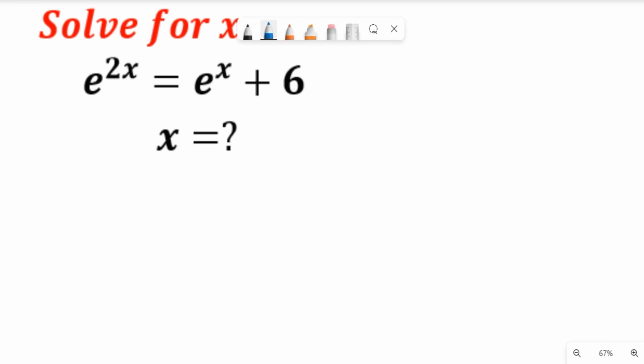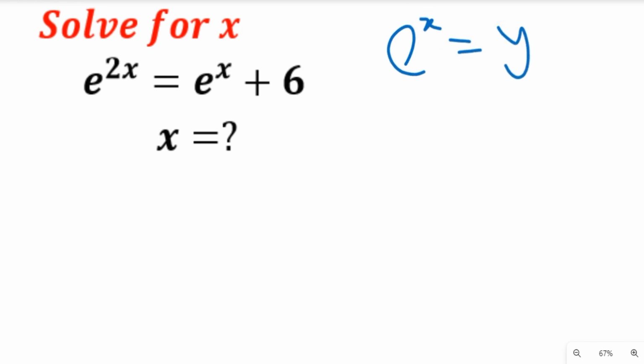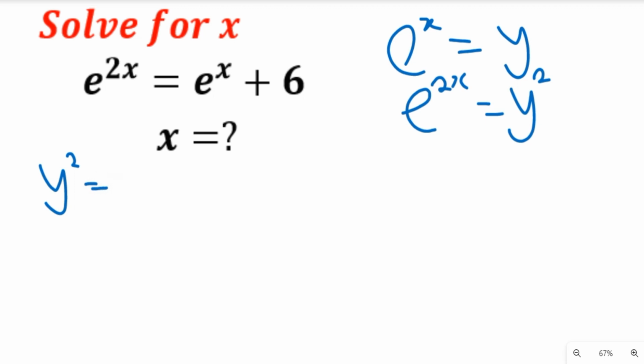Now, to solve these questions, all we need to do is to note that e to the power of x can be let to be a value so that we can easily substitute and then solve this equation finally. So we let e to the power of x be equal to y. That means e to the power of 2x will be equal to y squared. If we apply that to the equation, we're going to have y squared equal to y plus 6.